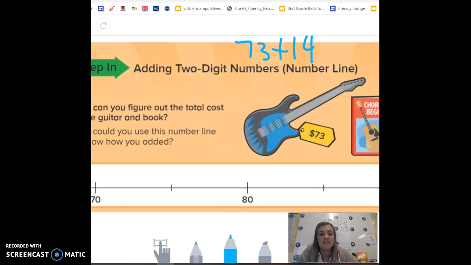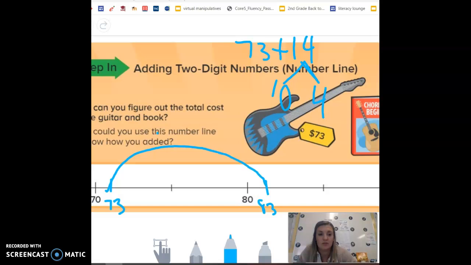So I'm going to look and see 73 is going to be close to the 70 mark. And now I'm going to add on 14. 14 has a 10 and 4 ones. So here's 80. I know that 73 plus 10 would be 83. So I kind of got to figure out where 83 would be. 73 plus 10 is 83. Now I got to add on my 4 ones.